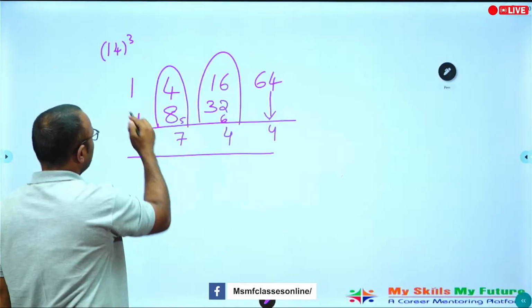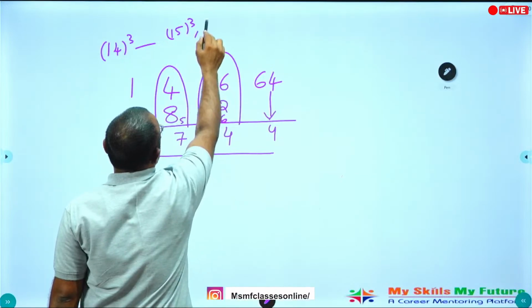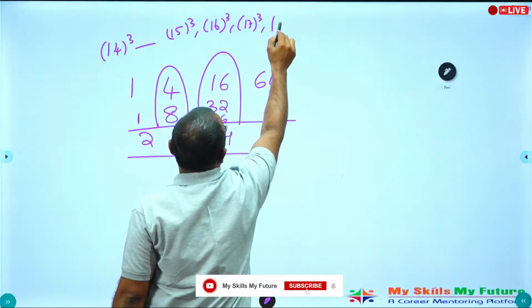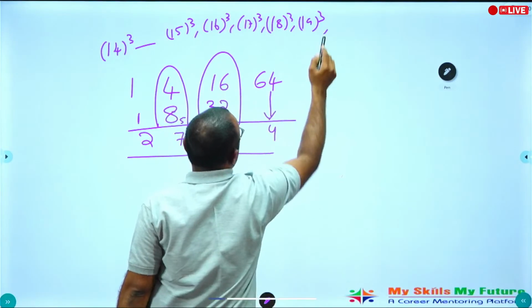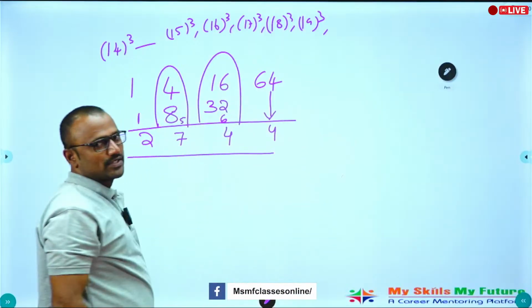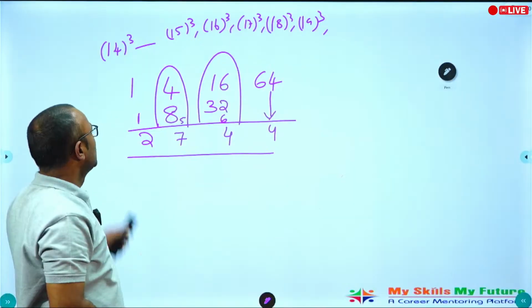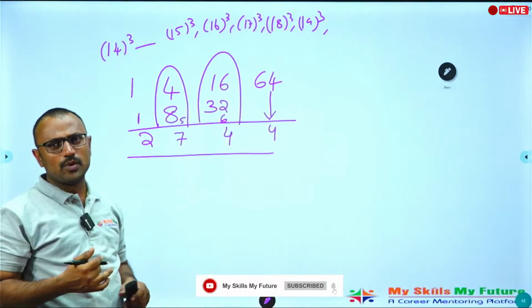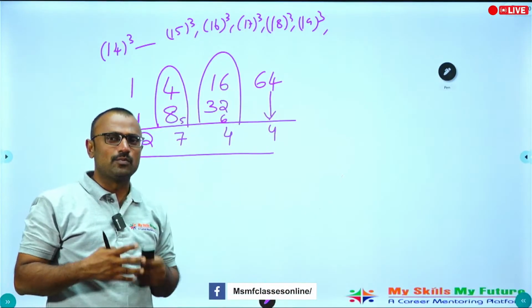See here, a similar process for 15 cube, 16 cube, 17 cube, 18 cube, 19 cube. And you know the 20 cube is 8,000. Why? Because 2 cube is 8, so 20 cube is 8,000. Similar process. Once you practice these examples, you can easily do them in less time while practicing some more examples.